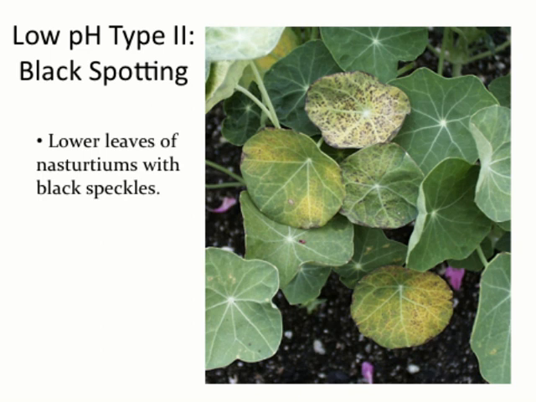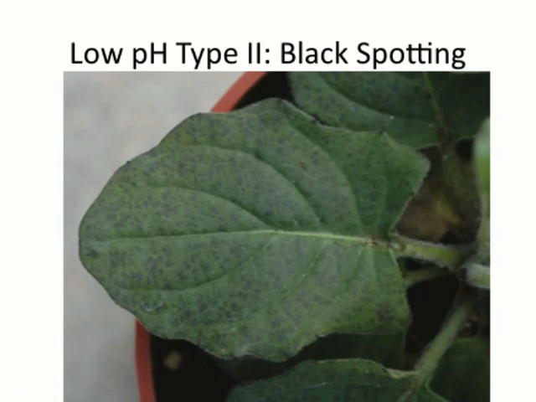Here's an example of the second type of low pH symptoms. Low pH problems can also appear as lower leaf black spots, as shown here with these nasturtiums. Black spotting also occurs on the lower leaves of gerbera if the pH is too low. This type of symptom is also observed with dahlia, fuchsia, and pepper.